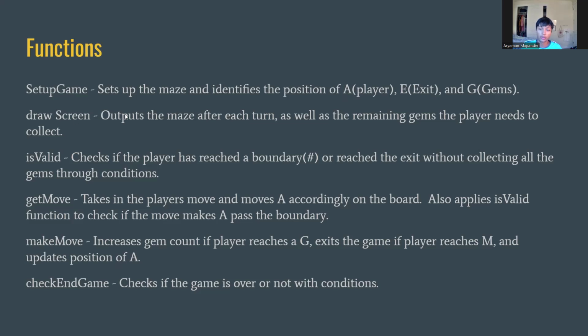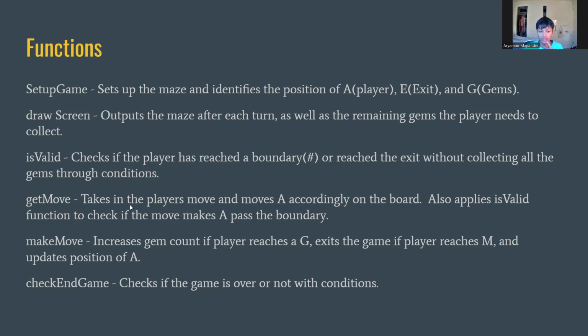So we need to make the global variables and initialize them at the start of the code. And then we have draw screen that outputs the maze after each turn, as well as the remaining gems the player needs to collect, because it's important that the player collects all the gems before he or she reaches the exit. And there's an isValid function that checks if the player has reached a boundary, or reached an exit without collecting all the gems, throughout the conditions.